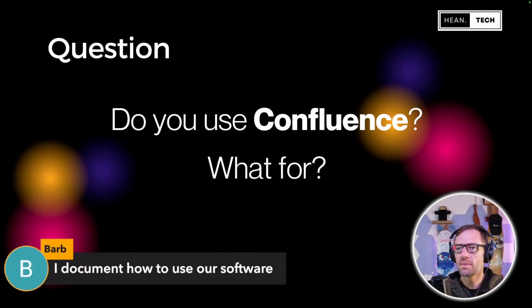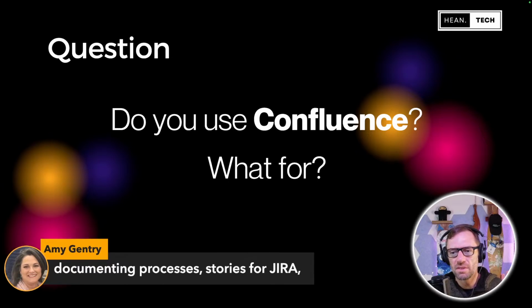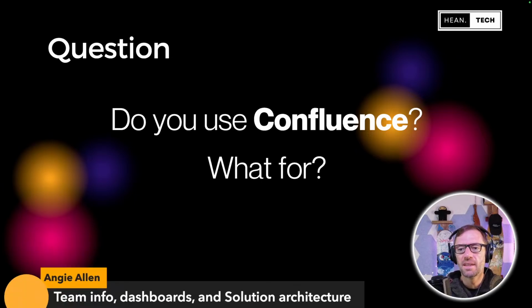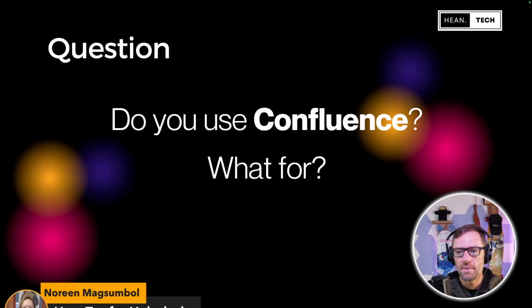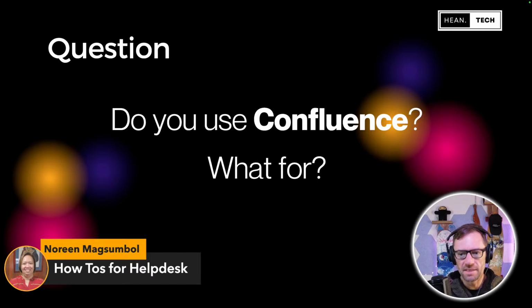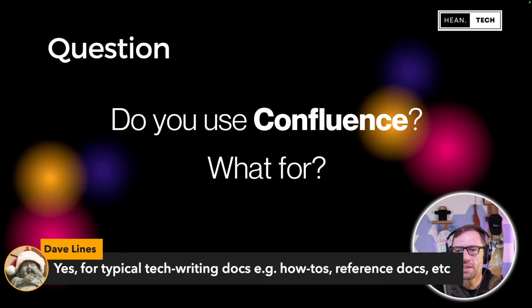Documenting software, that is a great thing. I have that exact thing. Processes, stories for Jira. I like that, Amy, building out the Jira tickets. Team information, dashboards, and solution architecture. I like pulling in the dashboards. There's a lot of great ways to blend data into Confluence. And I do that with blogs, and I'll talk about how I use blogs shortly. How-tos for help desk. That's one of my major use cases, Noreen. Typical tech writing. I love that, Dave.